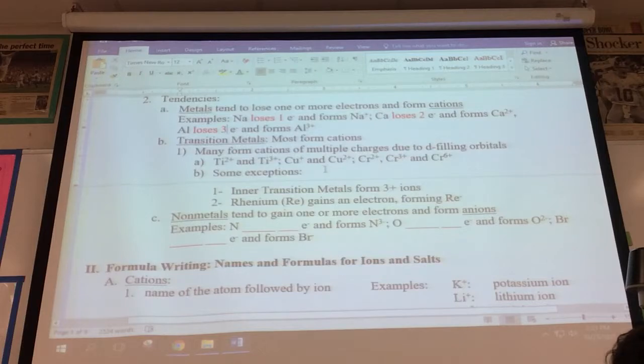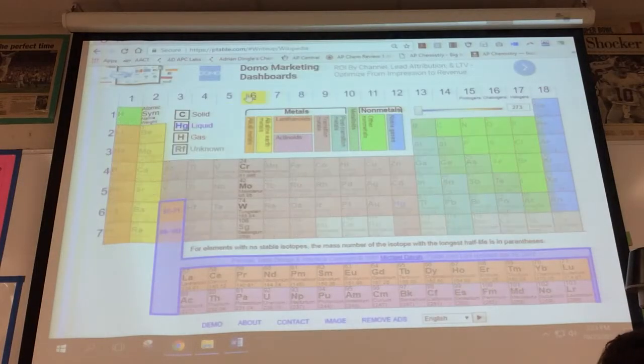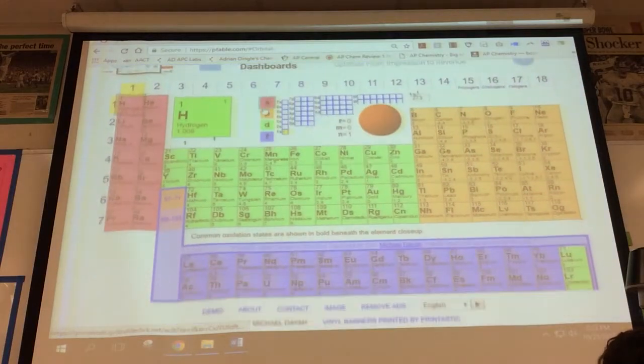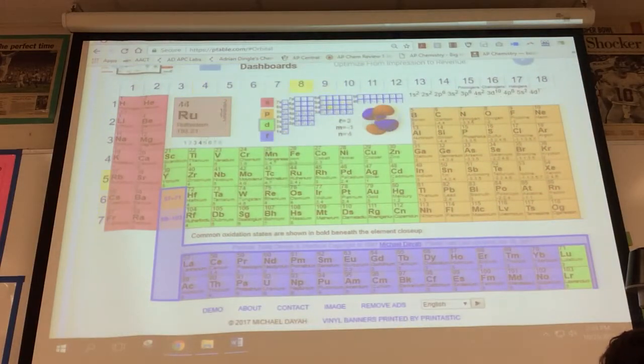Transition metals are similar, but they have the ability to form ions of multiple charges. Most transition metals form cations. There are a few exceptions. We're not going to deal with the exceptions. But the D block elements, where's the D block? That one. Where's the D block? What color? Green. Green is correct. So this is the D block here. Your transition elements. Where are your inner transition elements?